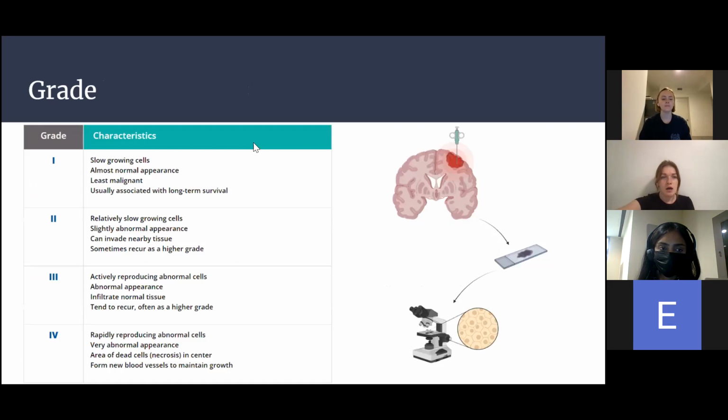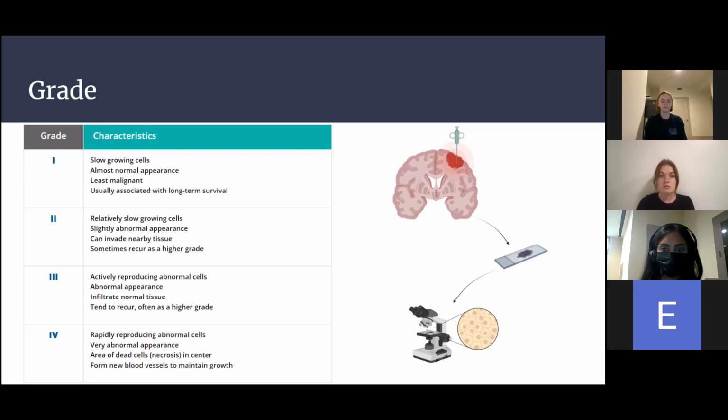So on the left, we have a chart here that shows all the different grades of tumors. So grade 1, it's going to be your least malignant type of tumor. They're usually associated with long-term survival because these cells are slow growing and they're almost normal. They're just a little bit abnormal and don't really align with normal brain cells. Grade 2 is a step up from that, and they're going to be still relatively slow growing, but they're going to be a little bit more abnormal, and they're going to start to invade the surrounding tissue.